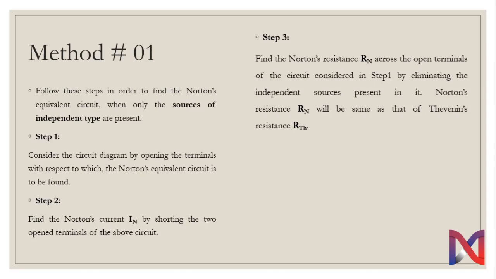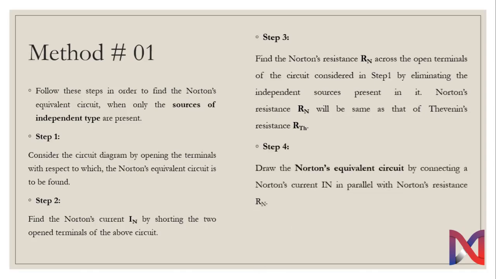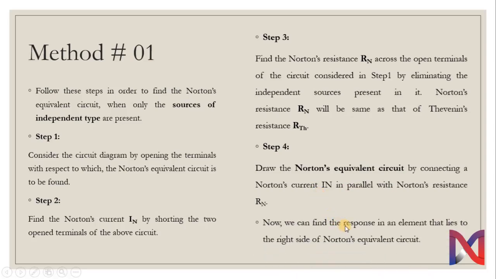Now, the Norton's resistance Rn will be exactly same as that of Thevenin's resistance. Step 4 to follow is drawing the Norton equivalent circuit by connecting a Norton current in parallel with the Norton resistance. After that, you can find the response in an element that lies to the right side of the Norton equivalent, which is usually load resistance.